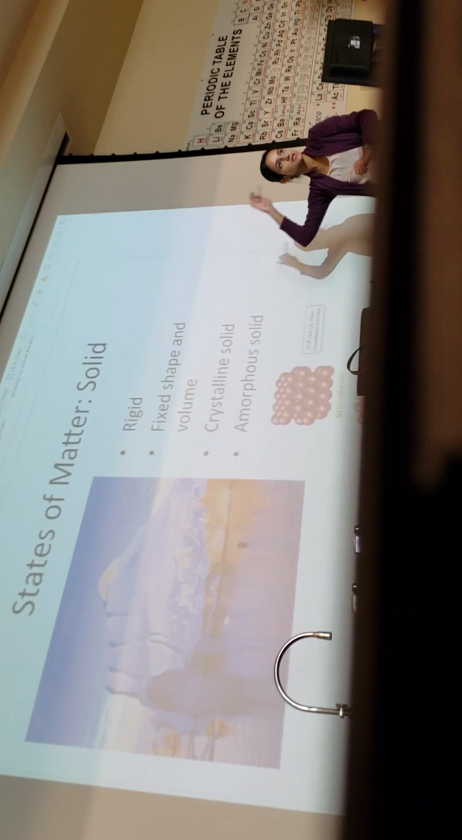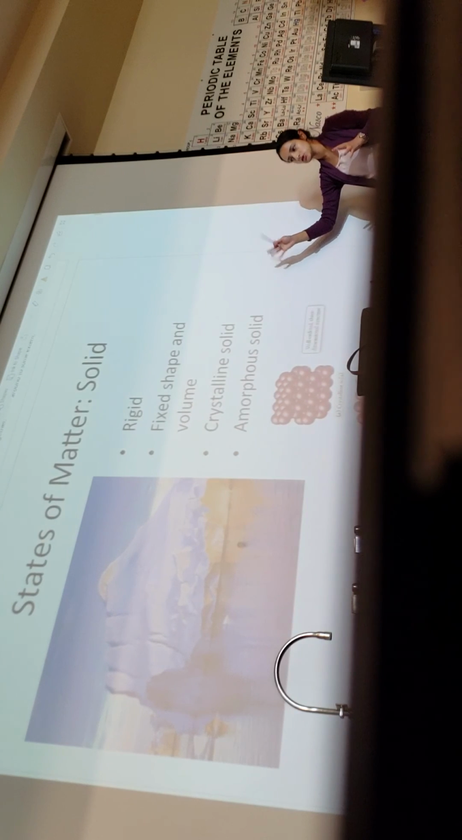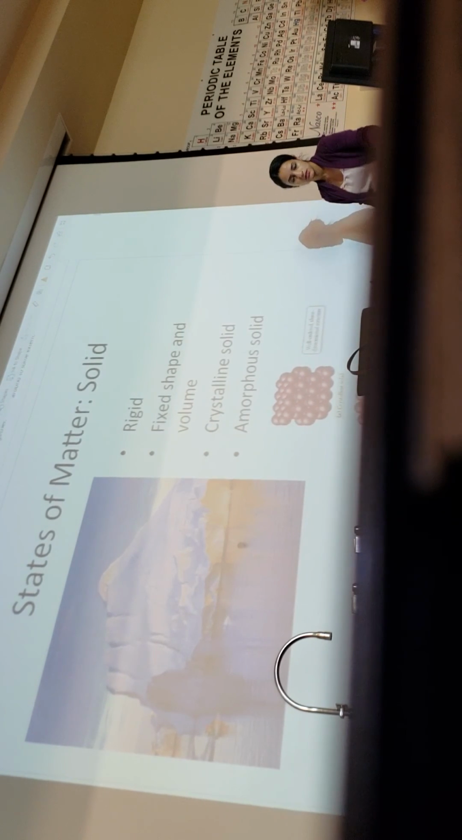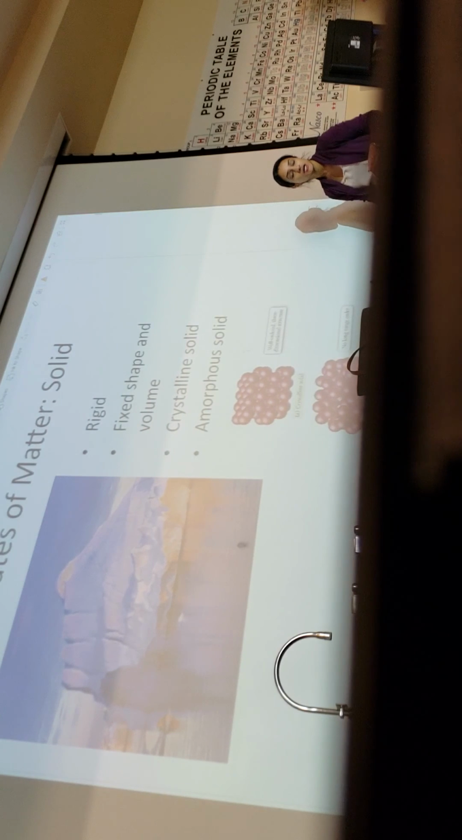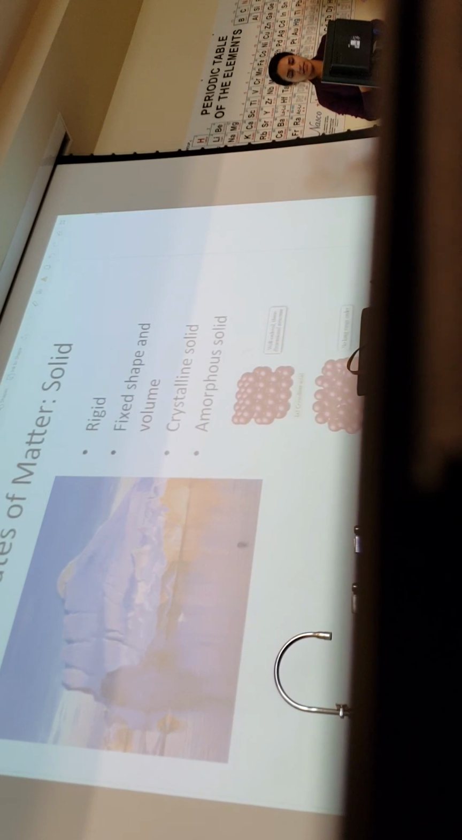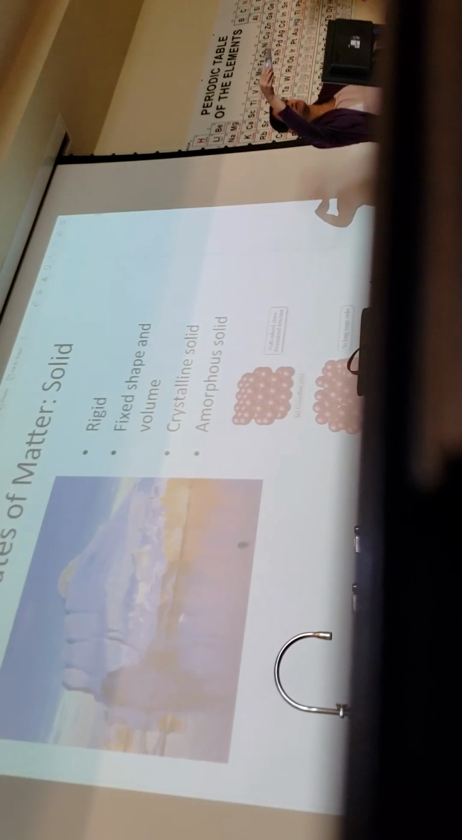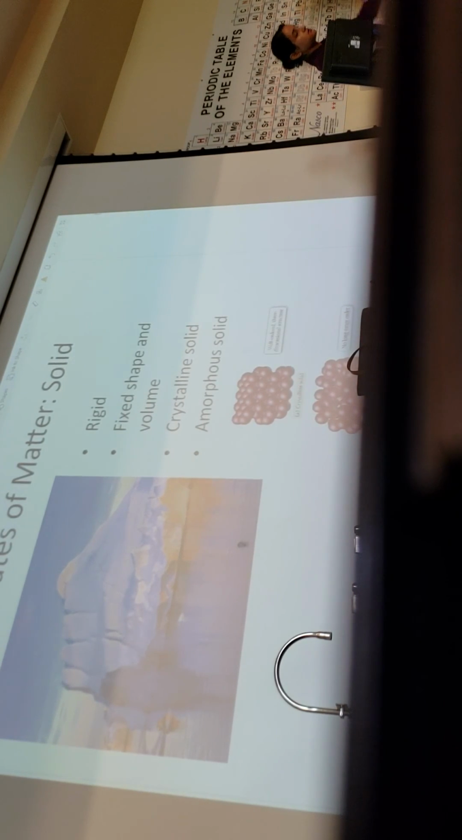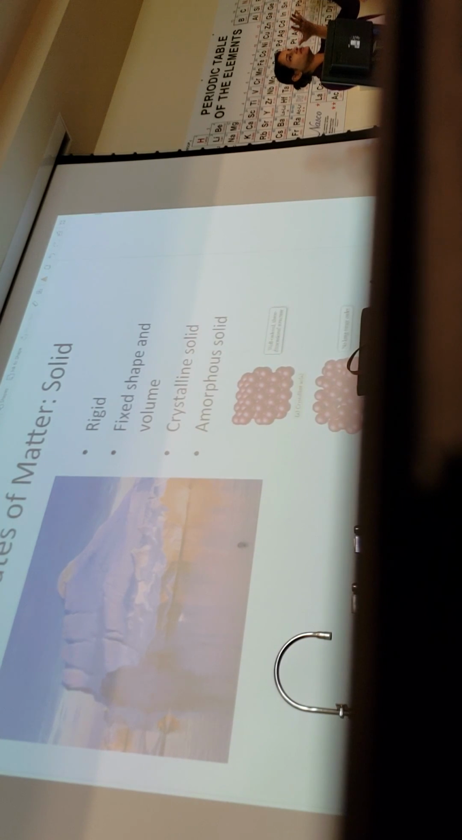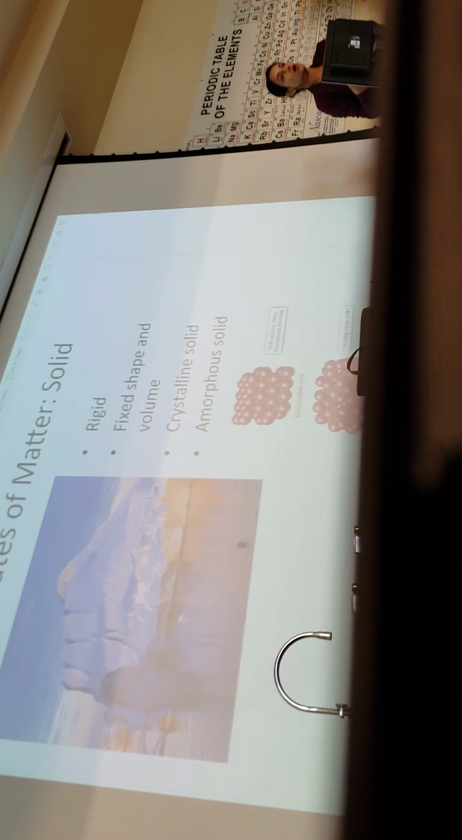Now, when we're looking at these 3 states, you want to know the basic characteristics of each one. Solid, it's going to be rigid. This has a fixed shape and volume. Meaning, if I have a solid, it doesn't matter if I put it here or here, its shape is still the same. It's not going to morph into something else. I can put this in my bag, it's going to stay the same shape. I can put it in someone else's bag, the shape remains how it is. It has a fixed volume too.